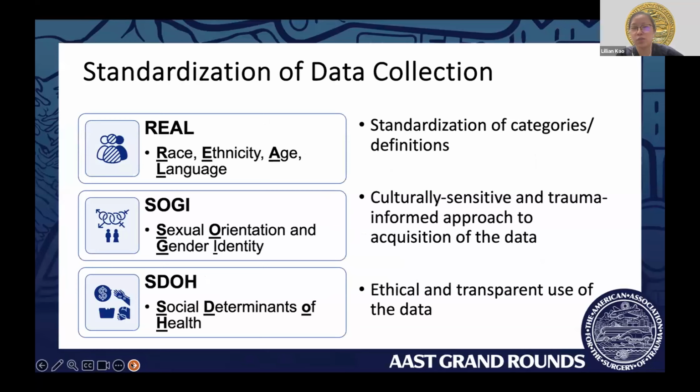This sounds like a fairly straightforward idea, but that being said, it is not standardized how organizations collect race, ethnicity, language, for example, sexual orientation. Perhaps age and language would be the easiest to standardize, but even race and ethnicity, sexual orientation and gender identity, and the social determinants of health.